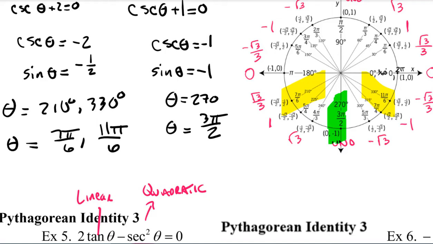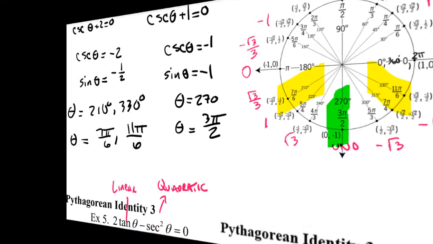So our three solutions for this problem are 7 pi over 6, 11 pi over 6, and 3 pi over 2 in radians. Now go ahead, hit pause, try the next one on your own. Go ahead and try example 4 on your own. Now let's come back and see how you did.